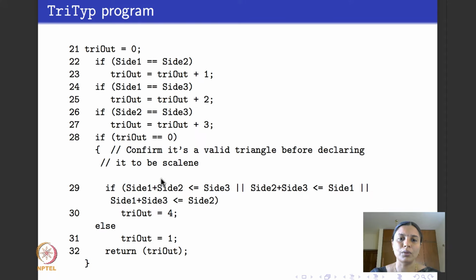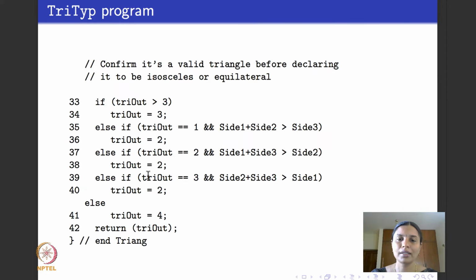If tryout is 0, then here it checks again. It says if side 1 plus side 2 is less than or equal to side 3, or side 2 plus side 3 is less than or equal to side 1, or side 1 plus side 3 is less than or equal to side 2, there's a problem, right? It cannot be the case because this violates the property of a triangle. So it outputs saying it's not a valid triangle. Else it says yes, it's a scalene triangle. So this comment says that it confirms that it's a valid triangle before declaring it to be scalene if tryout is 0. And it returns once it computes.